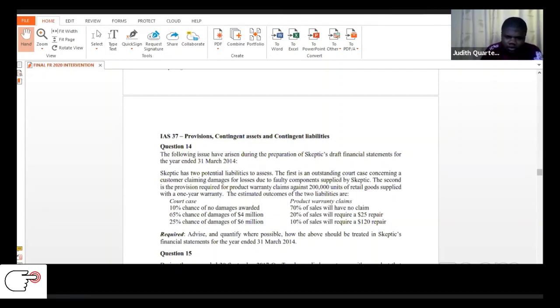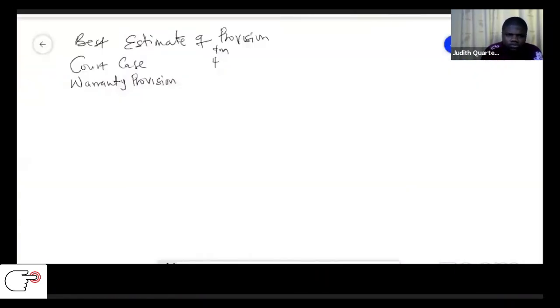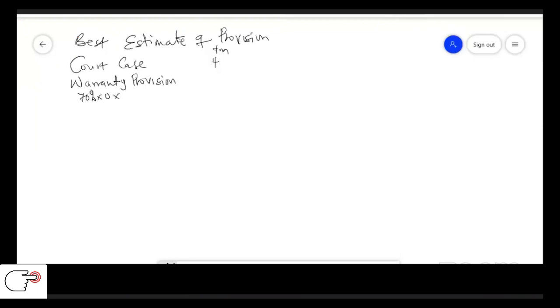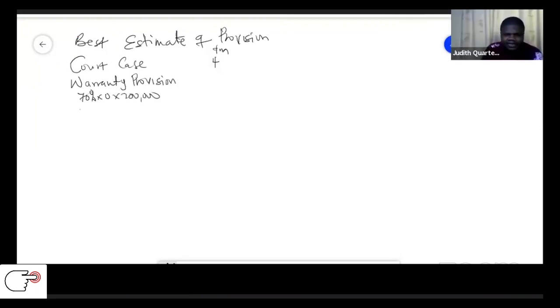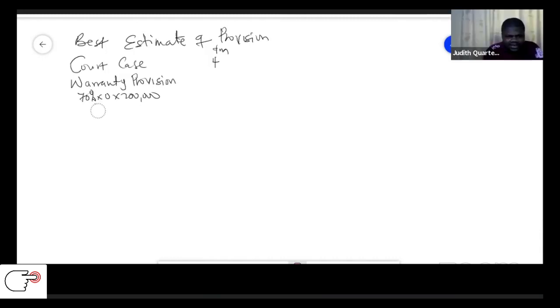So this is how the warranty provision will look. 70% of what? Zero. Times 200,000. The next percentage? 20%. Of what? $25. Are you people tired? No, sir. How many figures have you given me?